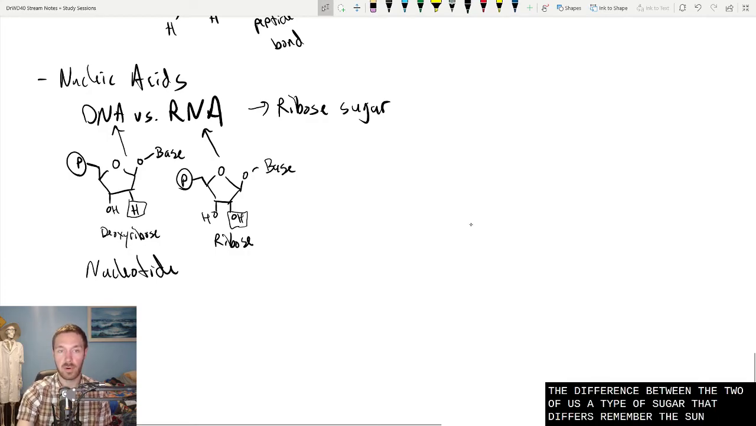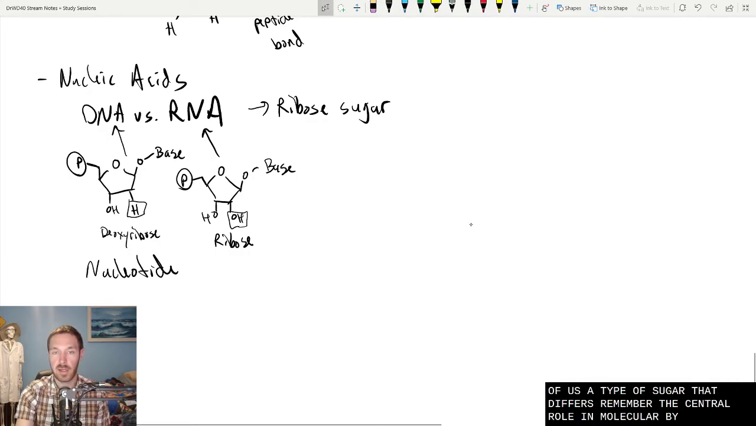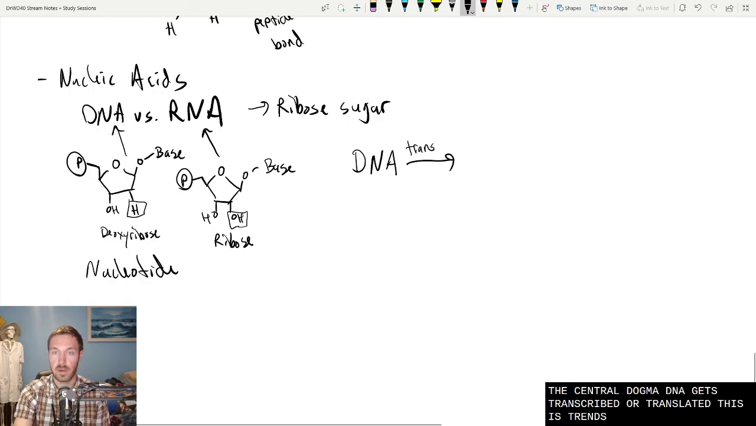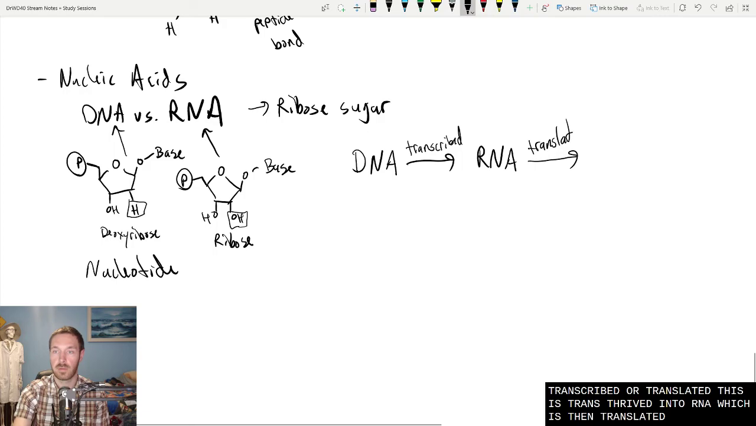And remember, the central dogma: DNA gets transcribed into RNA, which is then translated into protein.